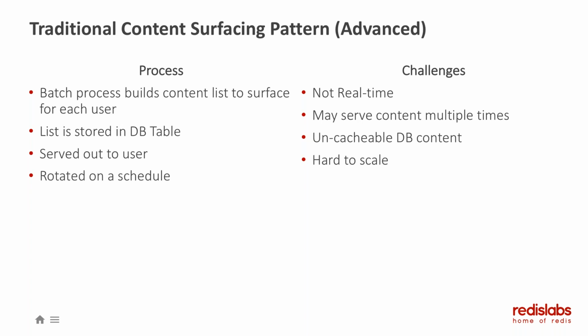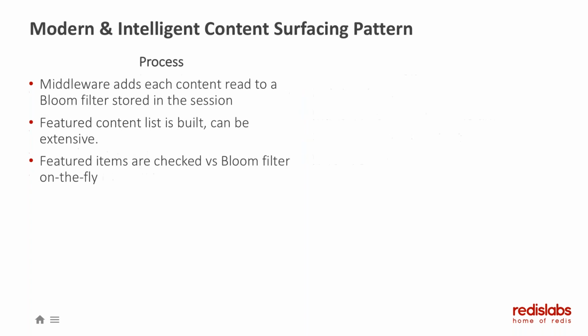So let's talk about a more modern and intelligent way of managing this particular problem. You have a middleware that adds each item that's read into a Bloom filter when it's viewed, right? So like I was doing before, I added TV mount as an example. You have a featured list of content that you want to show to every user. This is your featured content list. However, the items are checked versus a Bloom filter on the fly versus data in the session store. Because the session store is holding all the pages that someone has viewed, we can then go and say, okay, is something in the featured list available in the Bloom filter?